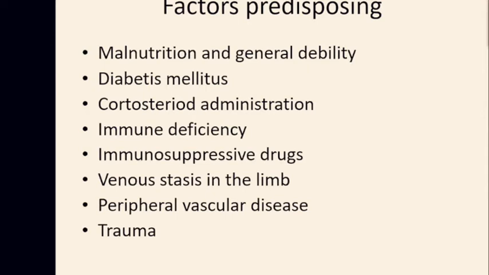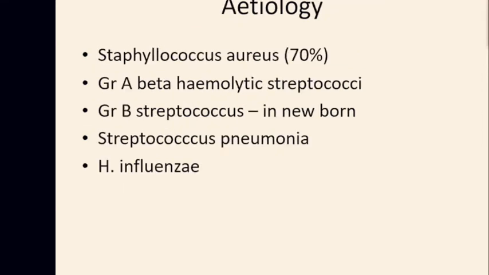The other factor is actually immunocompromised condition. So diabetes, corticosteroid administration, immune deficiency, immunosuppressive drugs, okay, all this means immunosuppression, okay, and venous stasis in the limbs, peripheral vascular disease, and trauma. If the circulation is not good in the limb, you're also prone to infection, okay. So these are the predisposing factors.